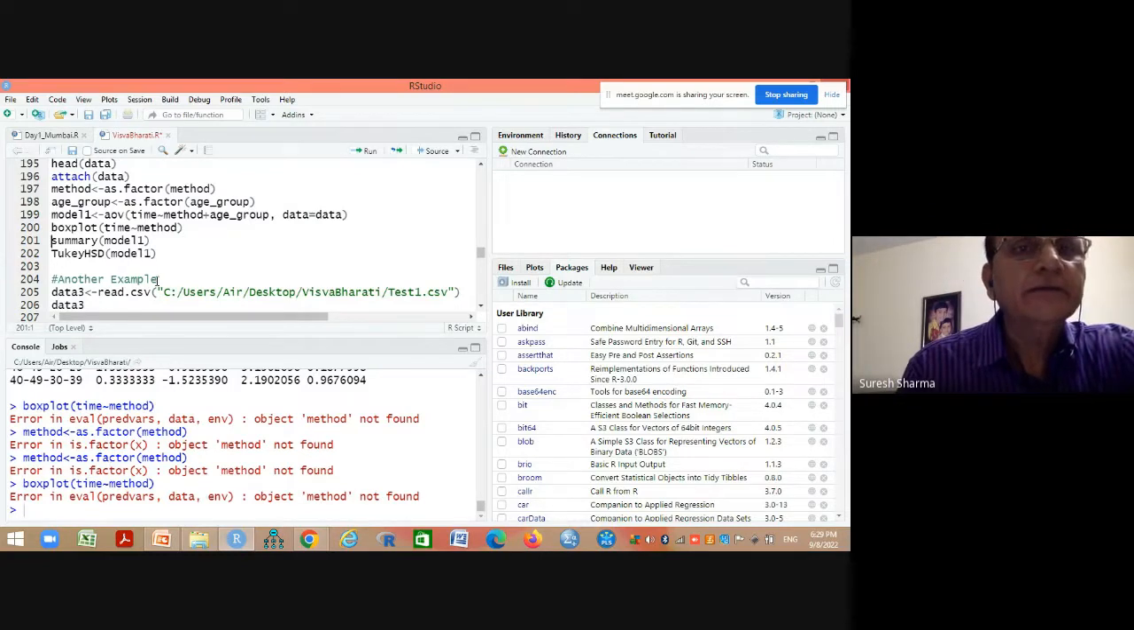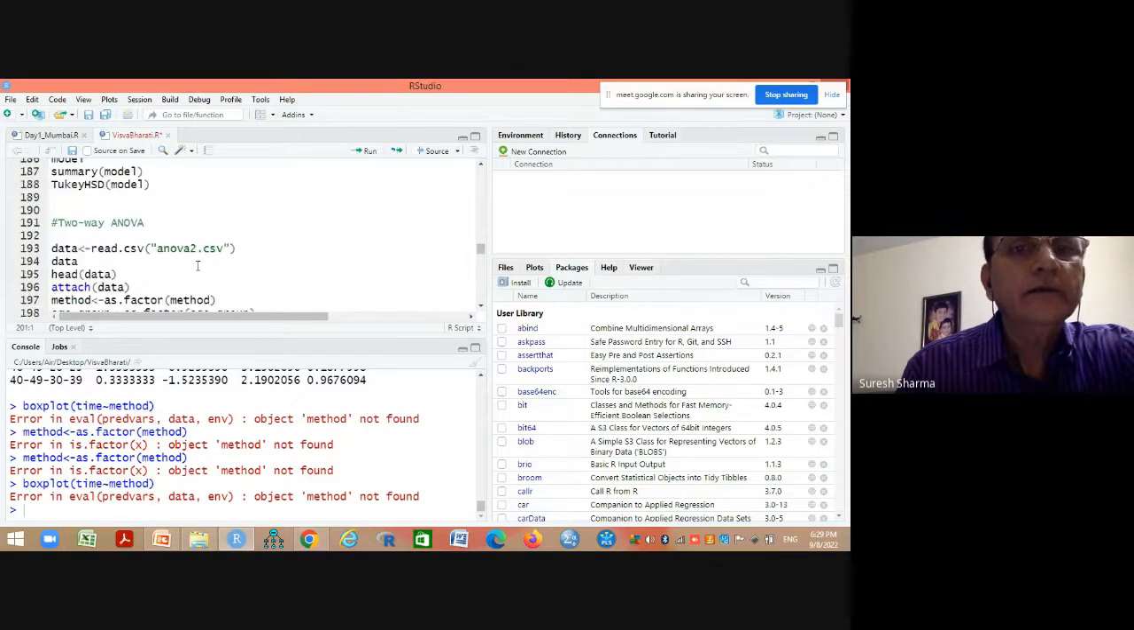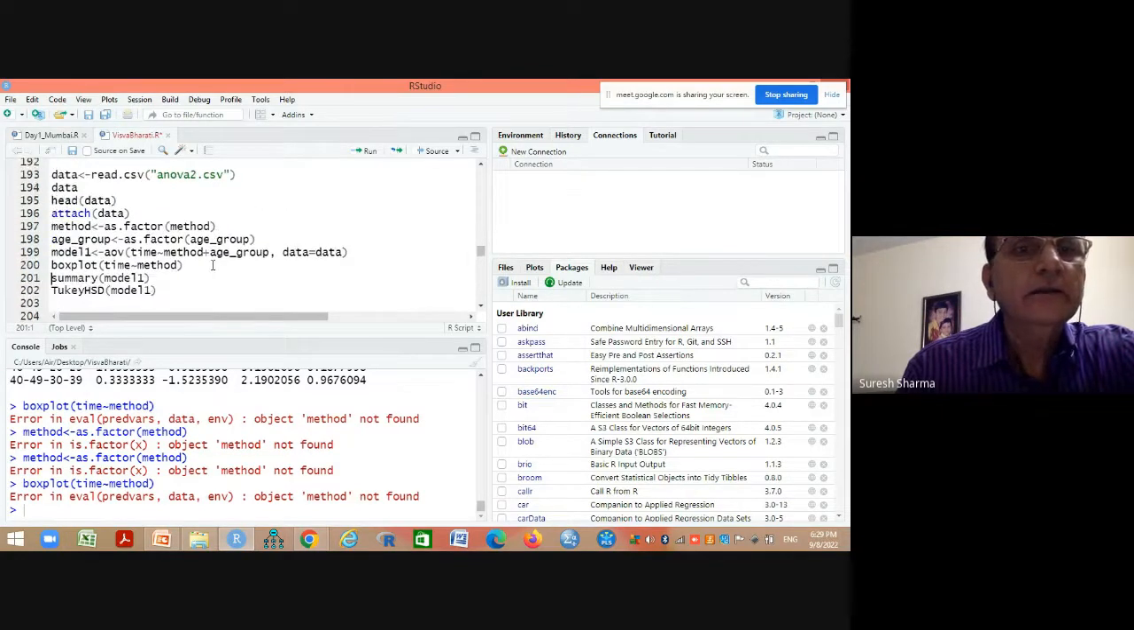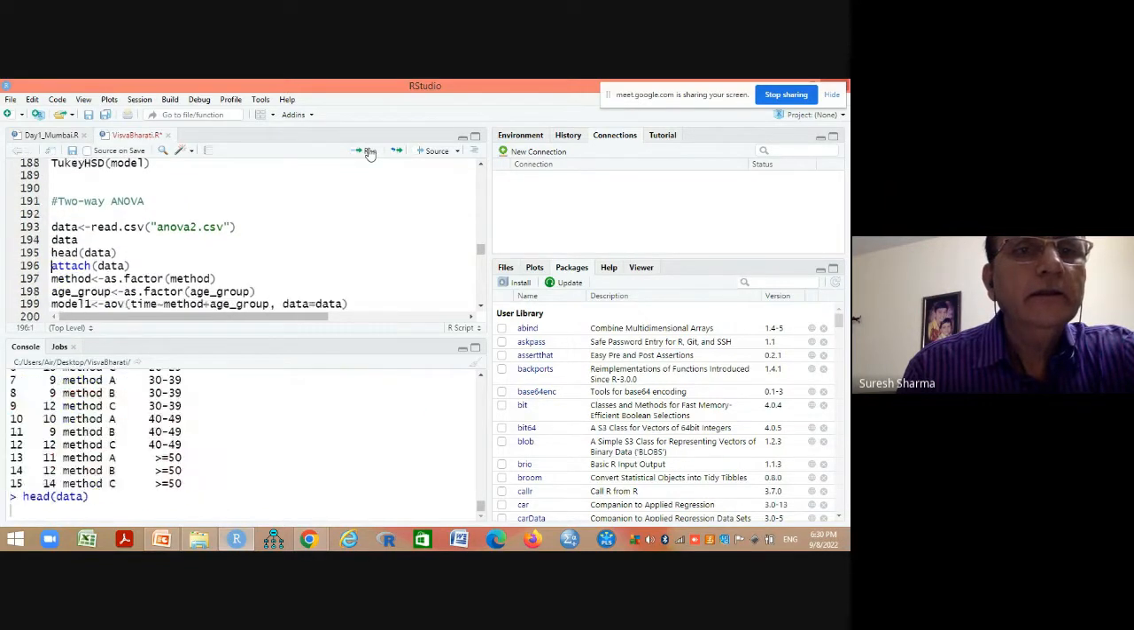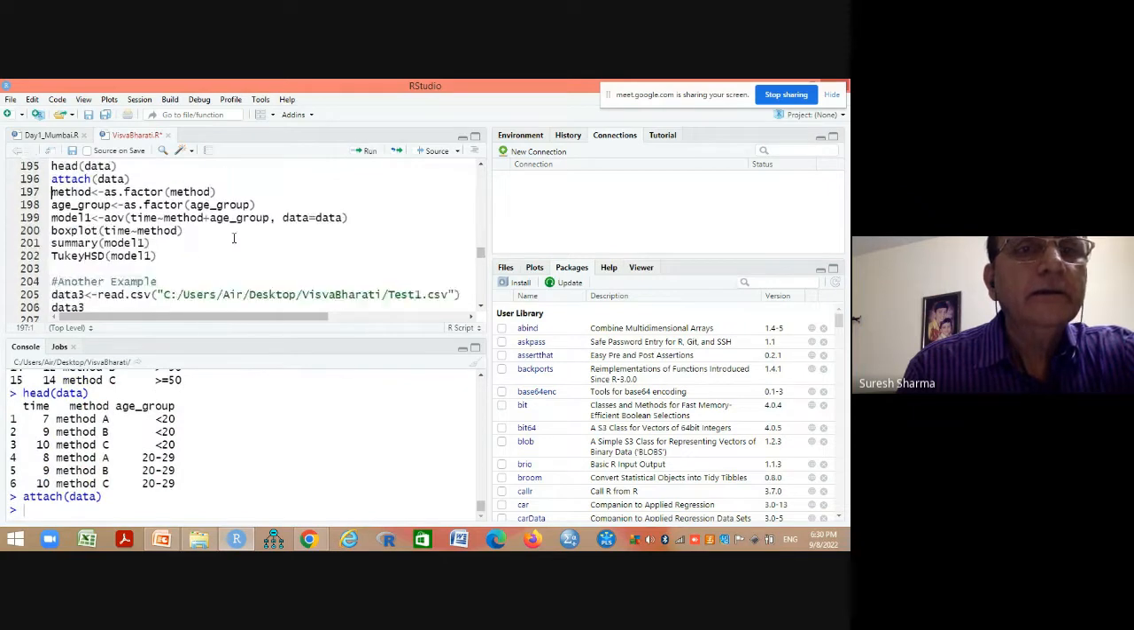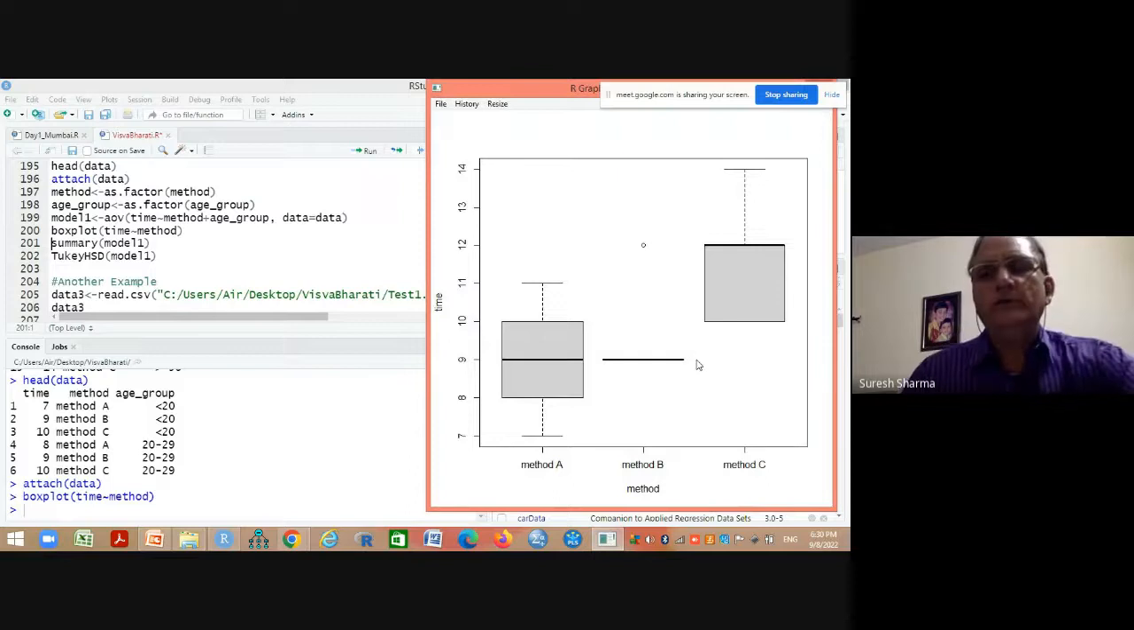Error in inspector. Okay, let's read the data again. Maybe read this data again, attach data, and let me go for the box plot. Now you see the box plot.